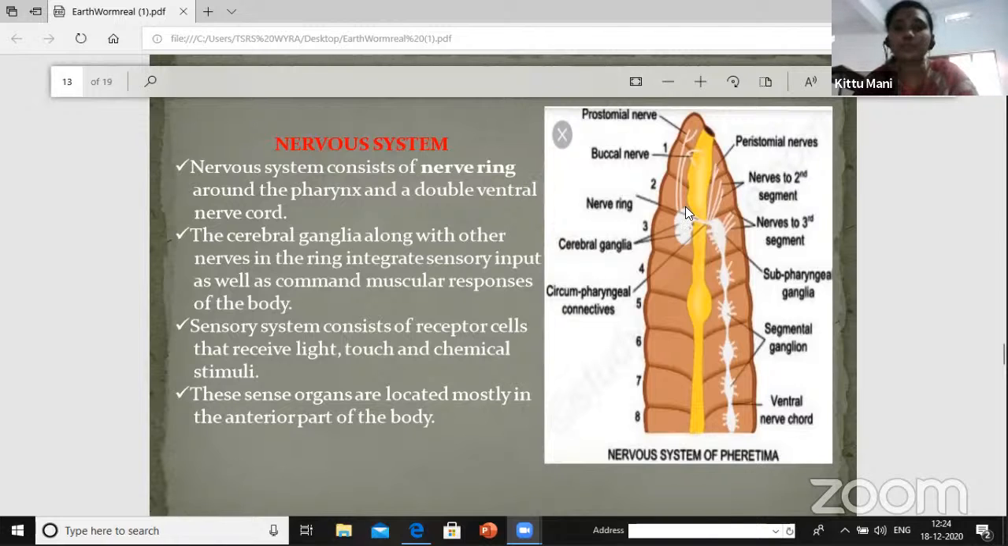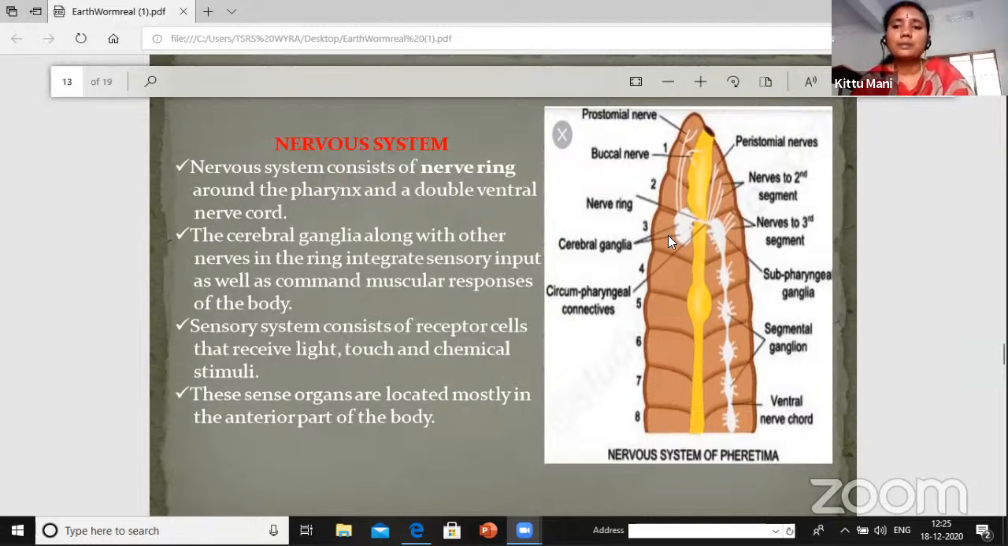Here the nerve ring is present around the pharynx, along with the double ventral nerve cord. They are the major important nerve organs which perform the coordination between the organs. The cerebral ganglia, along with other nerves in the ring, integrate sensory input as well as command muscular responses of the body. Here the cerebral ganglia are also present.